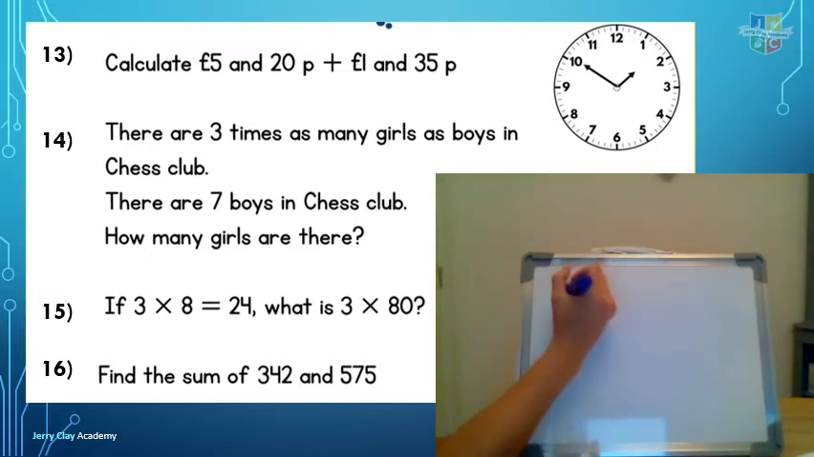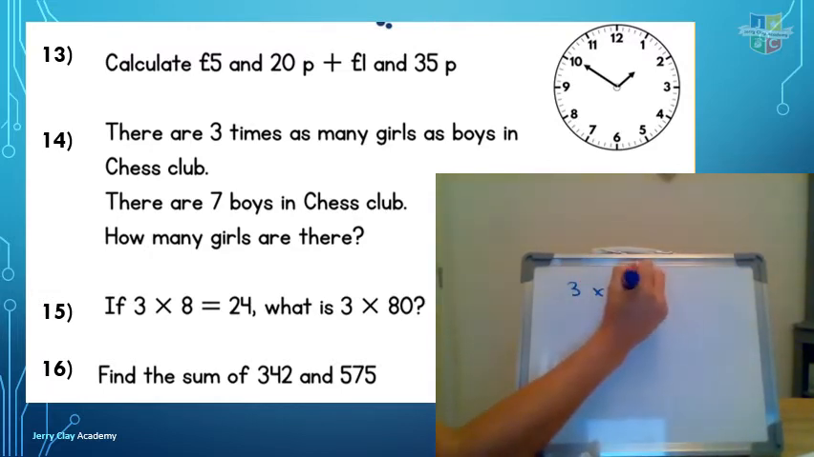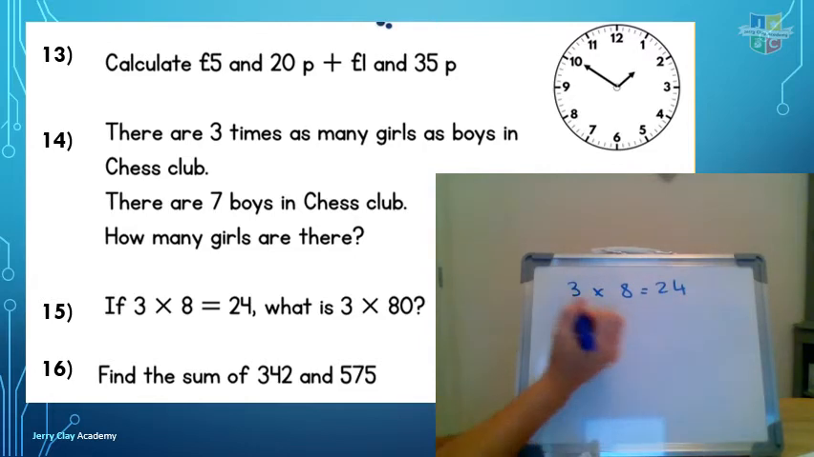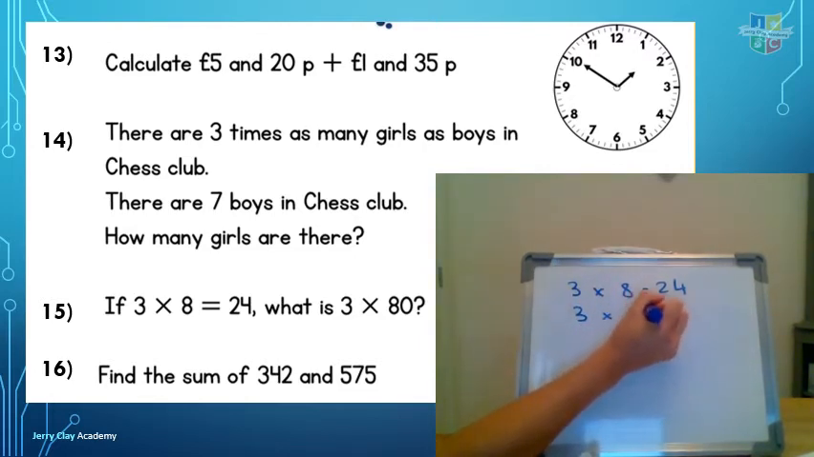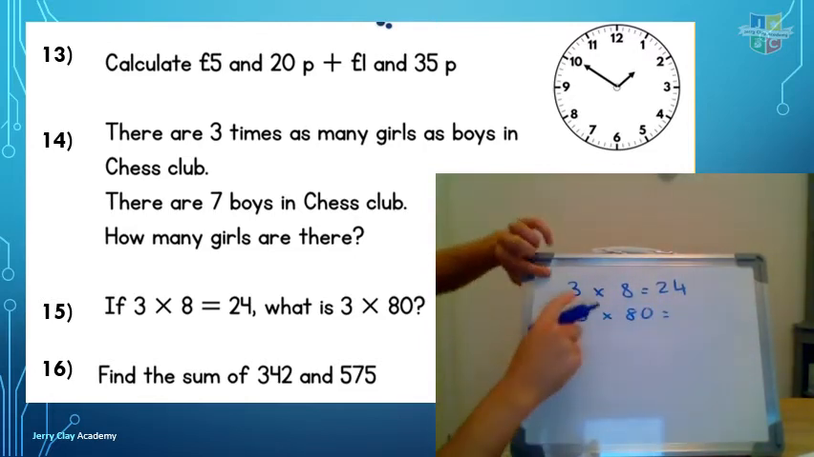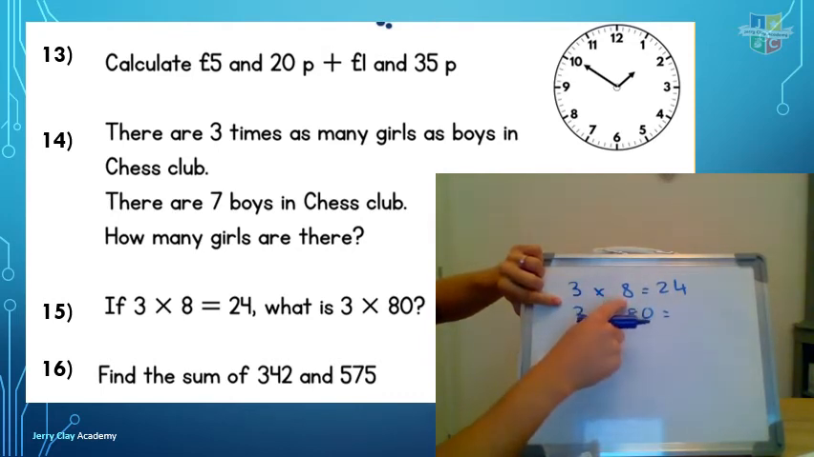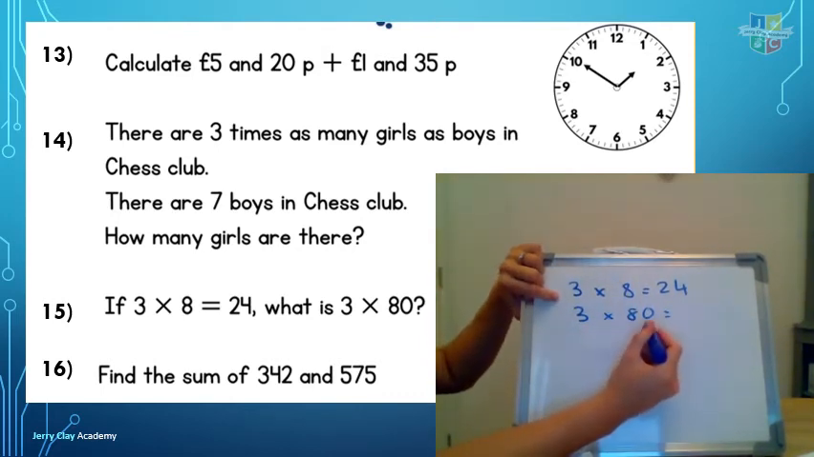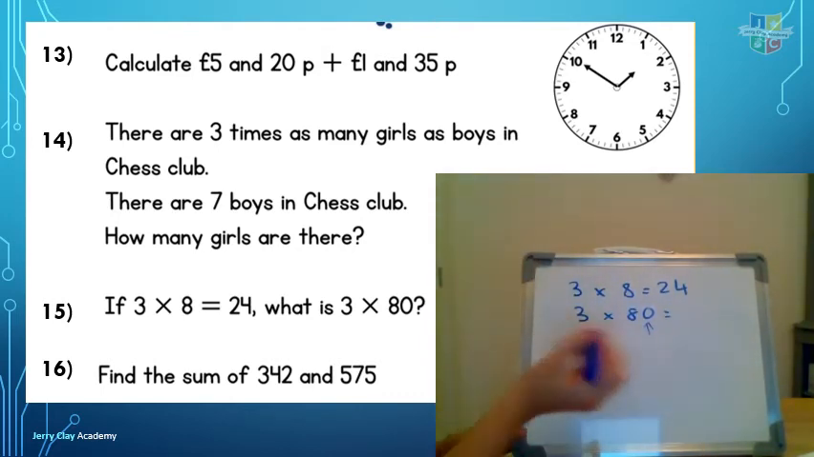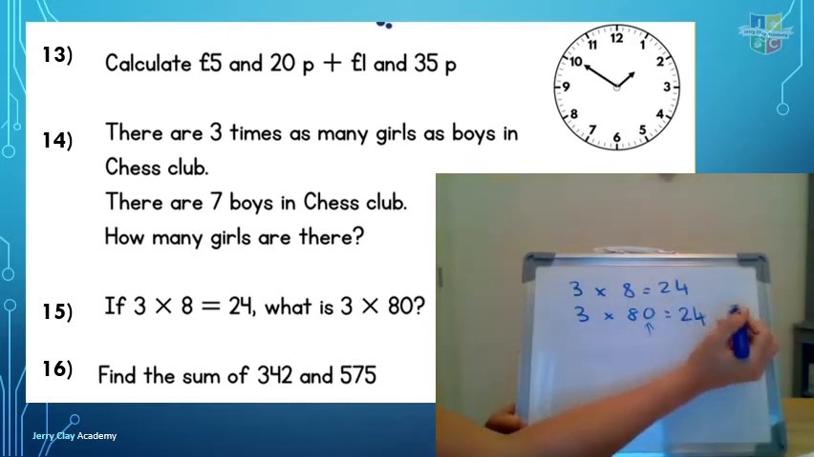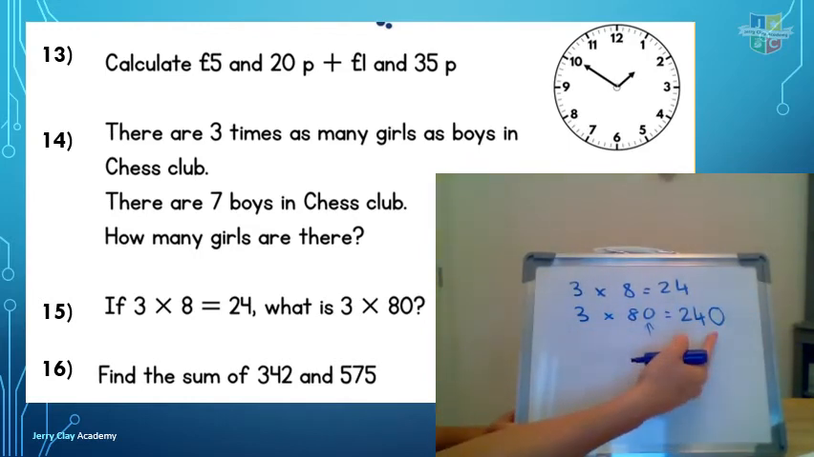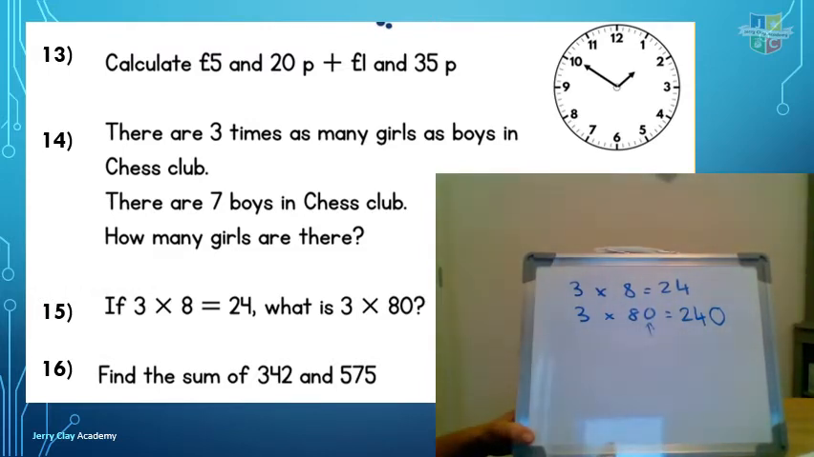When I look at number 15, I've got 3 times 8 equals 24. So if I want to know what 3 times 80 is, it's the same 8, it's still got an 8 in it, but because it's got a 0, we want to have it 10 times bigger, so I can have the same answer. However, I will put a 0 on the end, so it's 10 times bigger, so it should be 240.